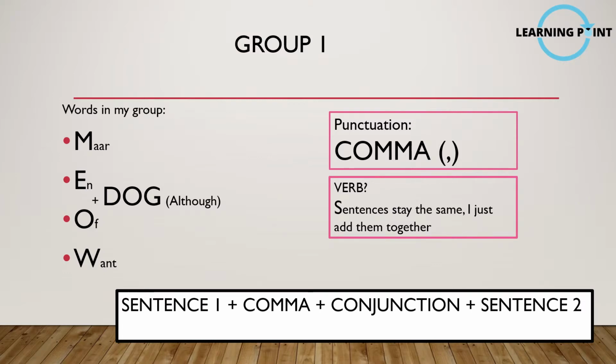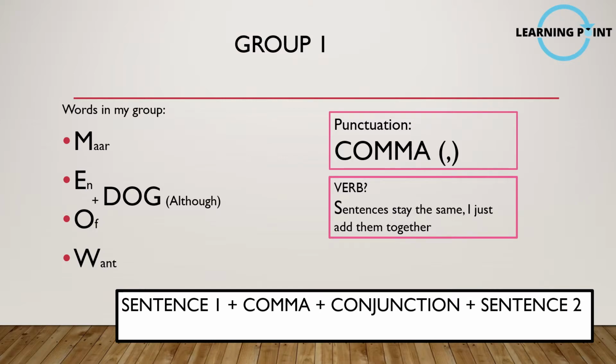So if I have to remember this group quickly, I can think of meow and dog to remember my words in my group. But remember, it won't always be just these words in the group. Later on, as you progress through conjunctions and through the grades, then you will also add more words to this group. But for a basic introduction for conjunctions, these are the words you can remember.